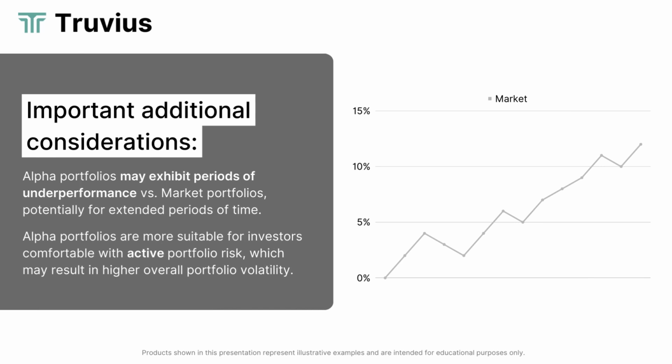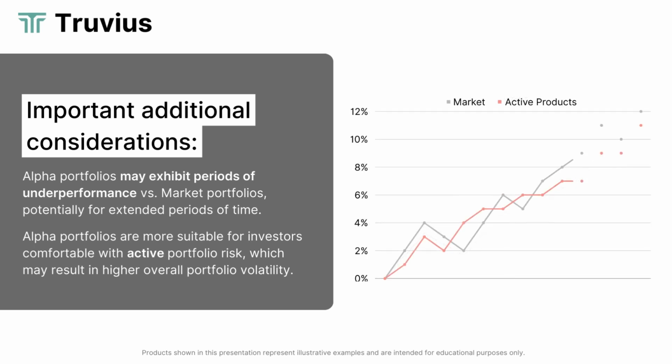When evaluating whether alpha is the right investment approach for you, there are several other important considerations investors should take into account for an actively managed approach, including alpha portfolios may exhibit periods of underperformance versus market portfolios, potentially for extended periods of time. At Truvius, our actively managed portfolios systematically allocate more weight to assets favored by our models, which may not coincide with assets favored by the market and thus lead to periods of reduced returns compared to the portfolio's benchmark. Actively managed products may also result in higher overall portfolio volatility compared to a passive investment. As such, alpha portfolios are best suited for investors who are comfortable with the potentially elevated risk-return profile of this offering compared to our market portfolios.